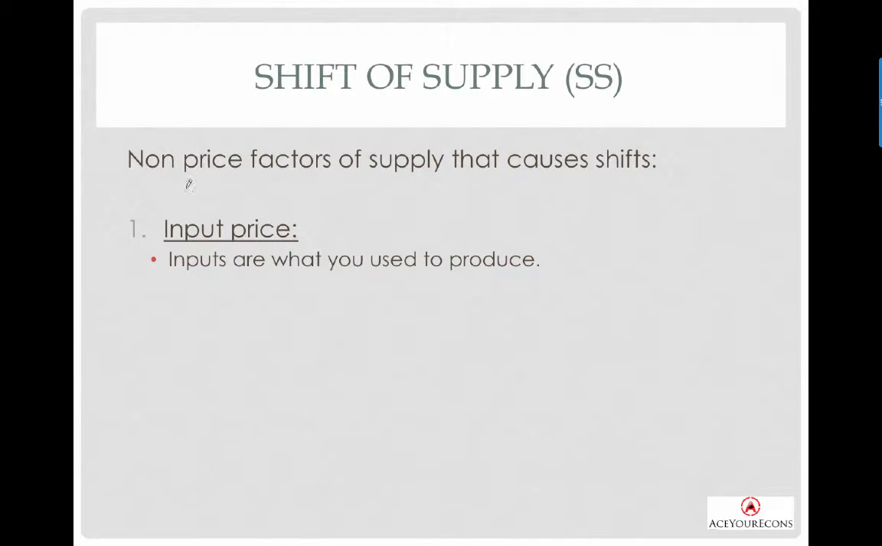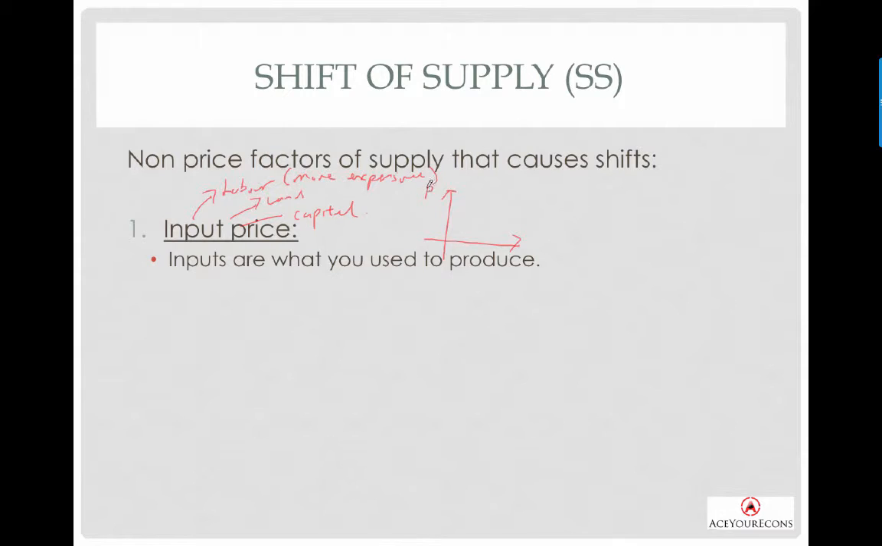Number one is your input price. Your input could be your labor, your land, or your capital goods. And remember in the video, if the input price, let's say labor, becomes more expensive, this will hurt the profitability of producers and they will want to produce less. So let's use this as an example. When wages go up, it has nothing to do with the price of the product. It is the price of labor that goes up. That's why this is a shift.